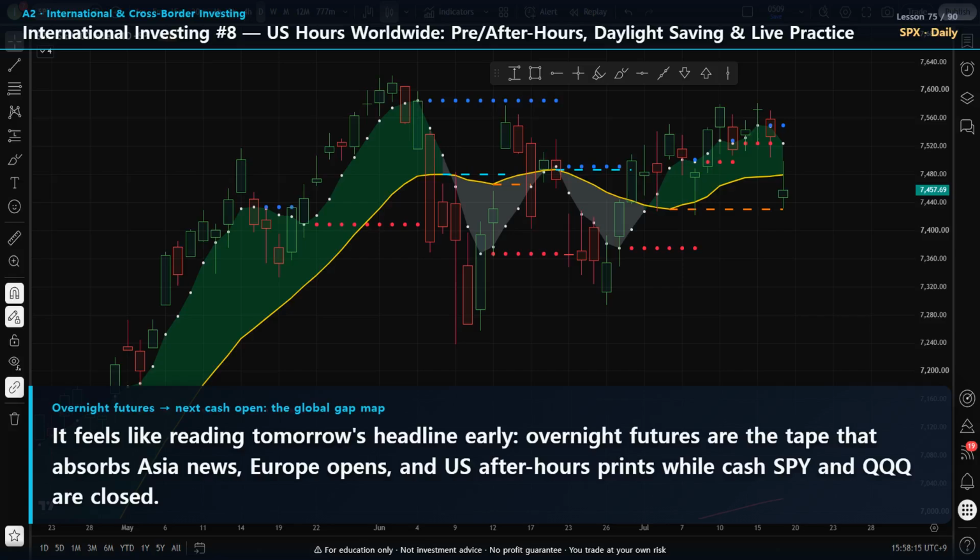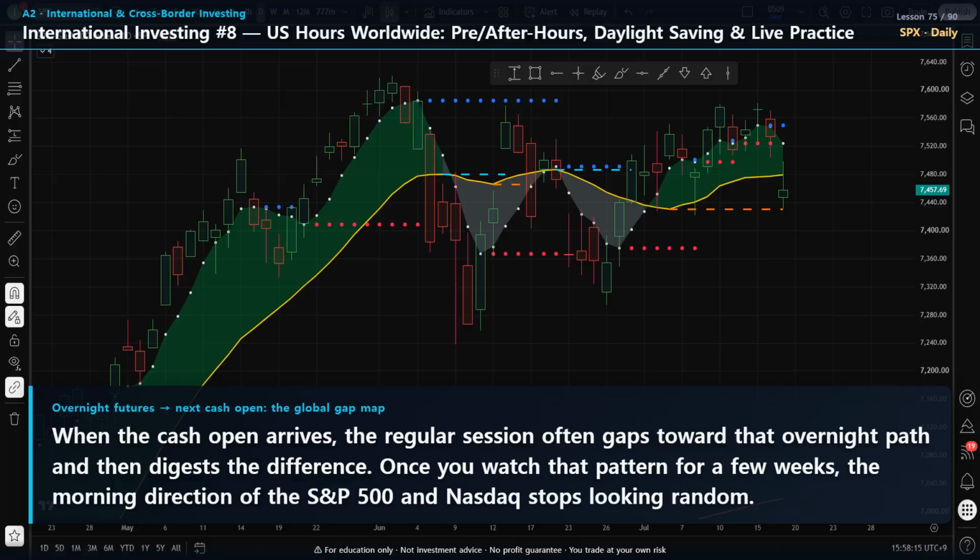Overnight futures are the tape that absorbs Asian news, Europe opens, and U.S. after-hours prints while cash SPY and QQQ are closed. When the cash open arrives, the regular session often gaps toward that overnight path and then digests the difference. Once you watch that pattern for a few weeks, the morning direction of the S&P 500 stops looking random.